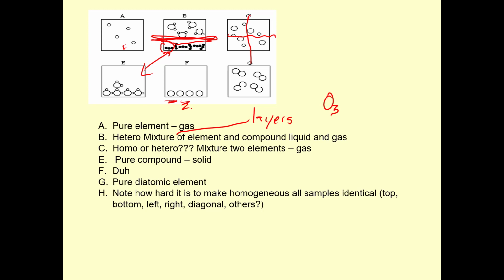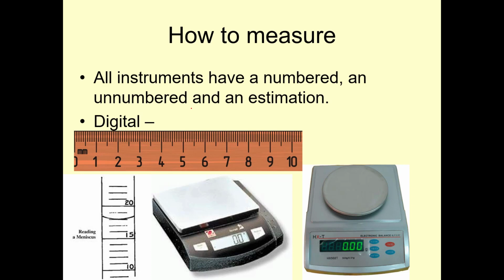And it's a solid or a liquid. You can't tell with circles. G is a pure diatomic element, and there's not an H. But note how hard it is to make homogeneous samples all identical. So that sample thing's hard to do.